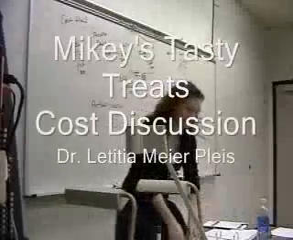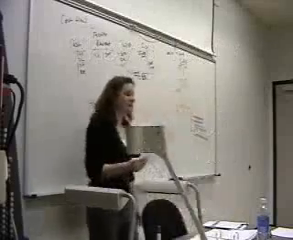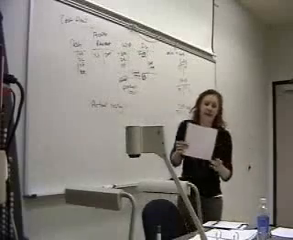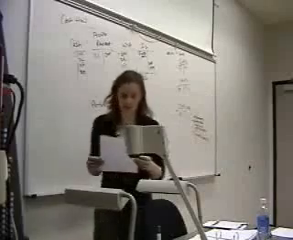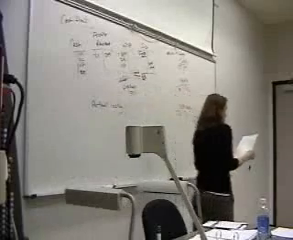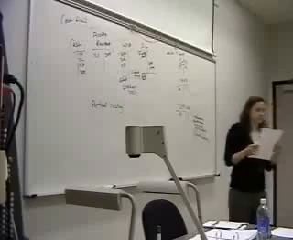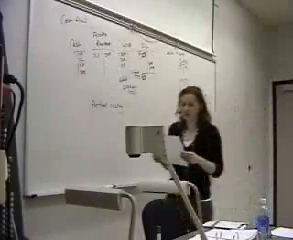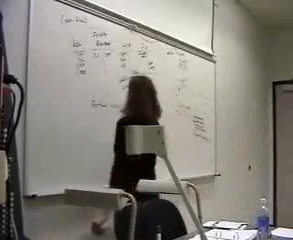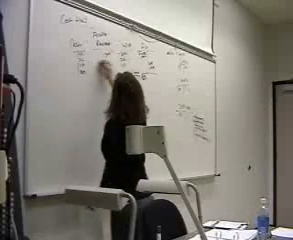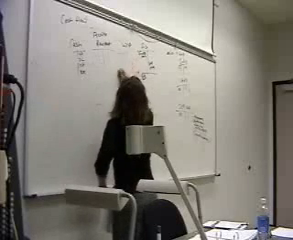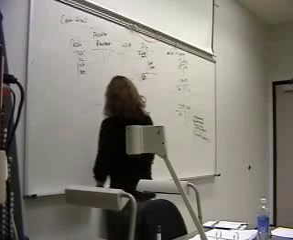Mikey's Tasty Treats. These are the costs for the year ended December 31st, 2008: revenue here, S&A, office rent, and commissions, direct labor wages, direct material purchases, direct materials inventory beginning and ending. So what's happening here? Cash, I'm not going to be able to completely do this, but look at a couple of these.